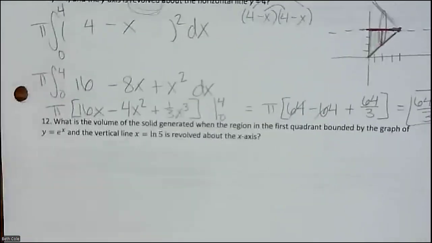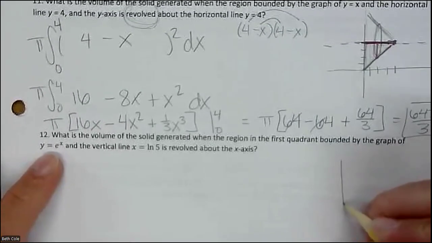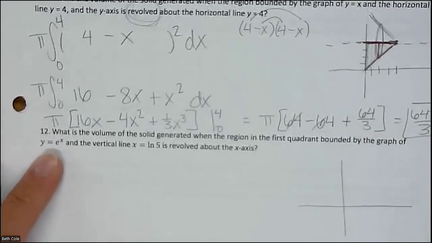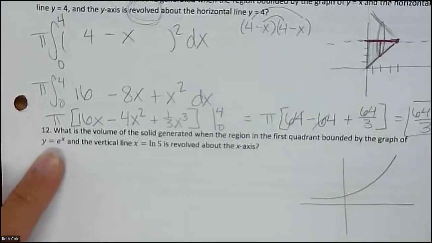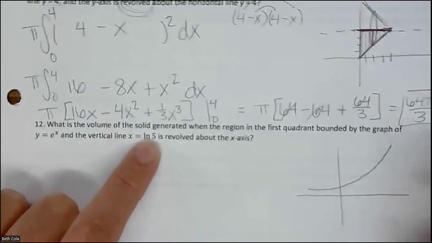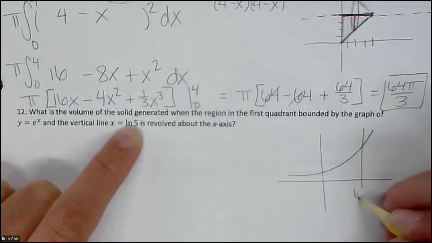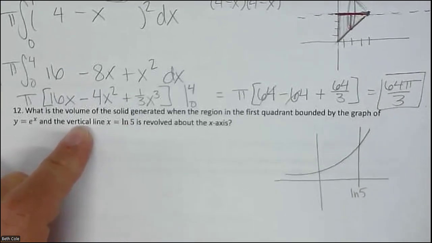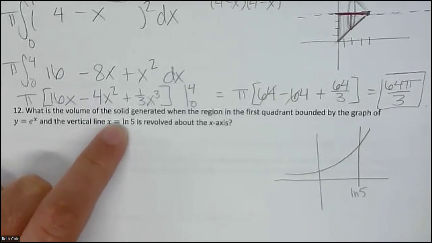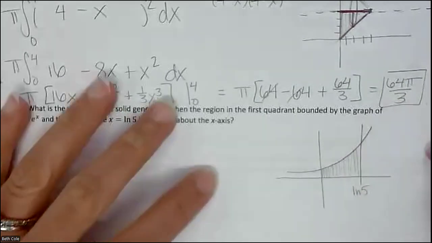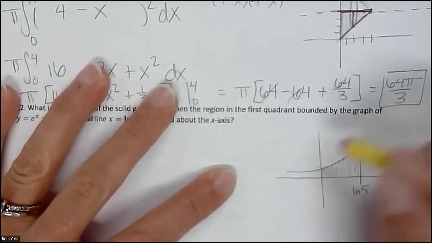Okay, number 12. What is the volume of the solid generated by the region in the first quadrant bounded by... Okay, we need to know what e to the x looks like. I'll even take a hand motion, just act it out. Yep, swoop. And the vertical line, x equals ln 5. How did you know? It just says vertical. So x equals would be vertical, y equals would be horizontal. So this is your shape.